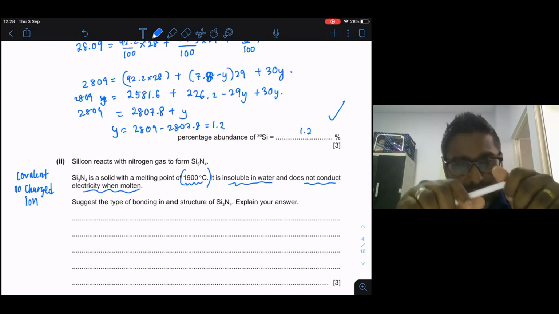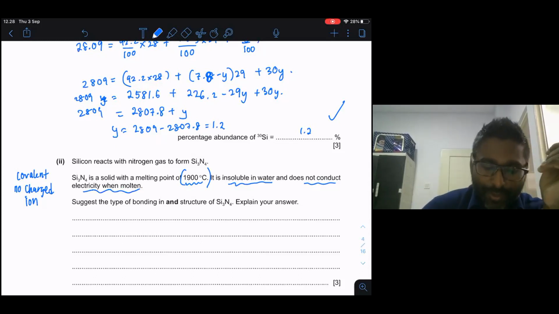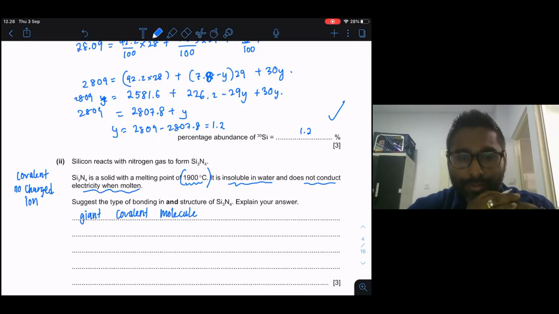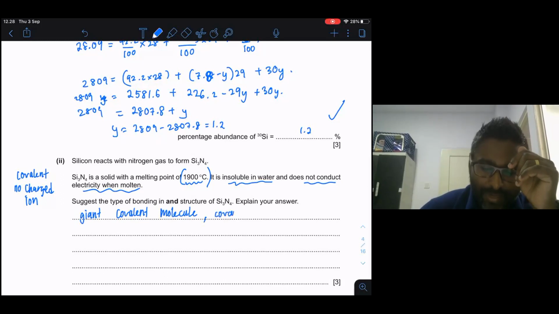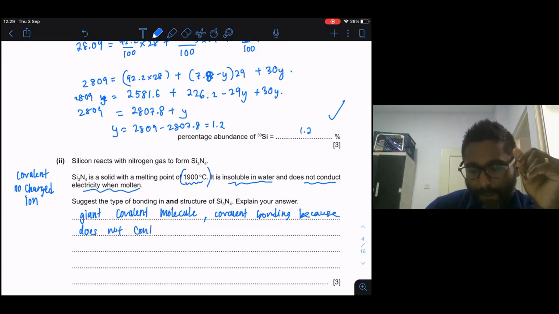So because of that, it's a giant molecule. What type of giant molecule? Type of bonding: it's a giant covalent molecule. What kind of bonding? Of course it's covalent. It has covalent bonding. Why? Because it does not conduct electricity in the molten state.